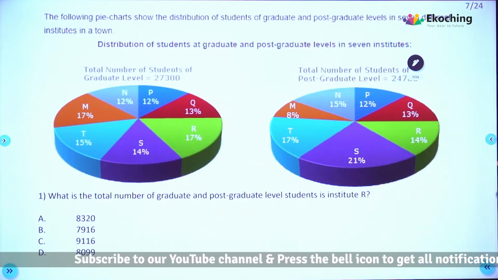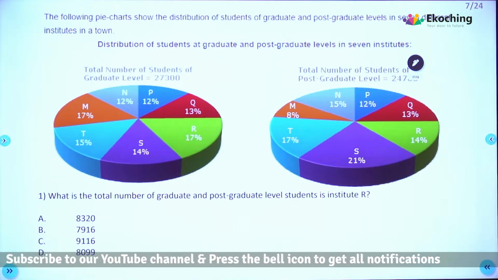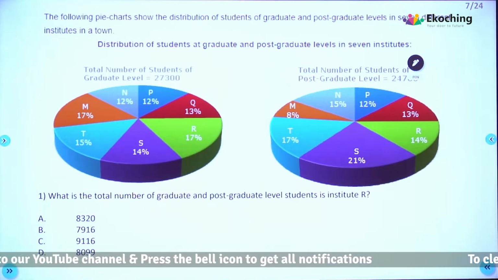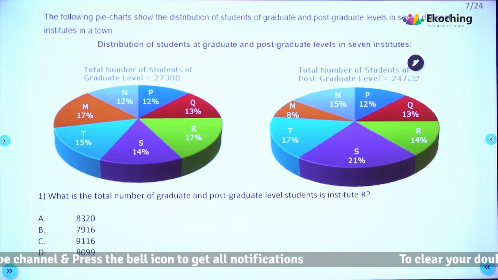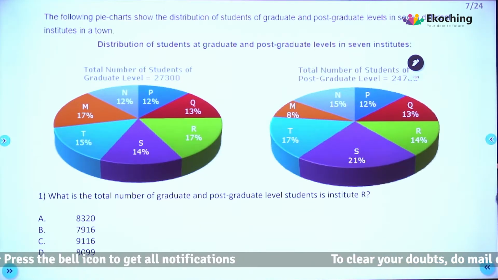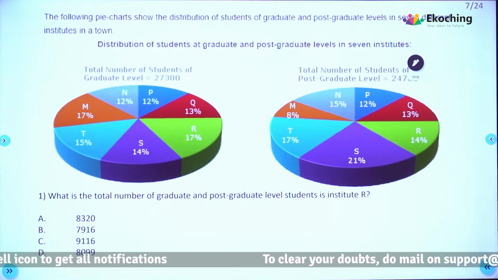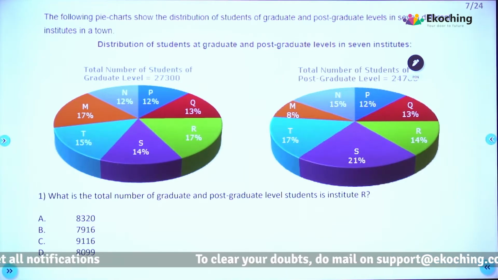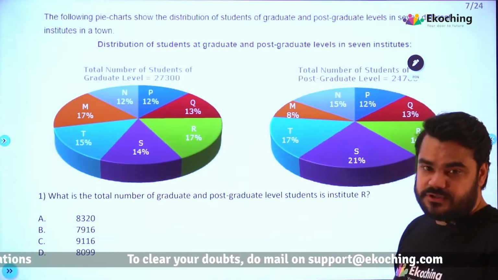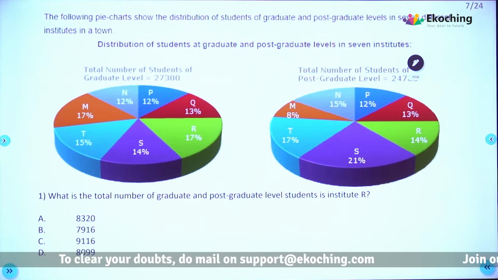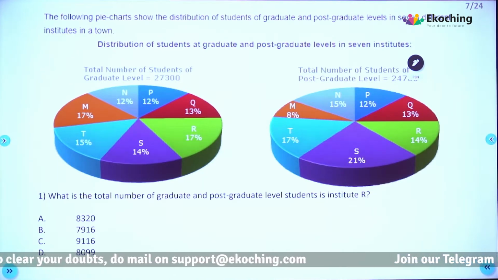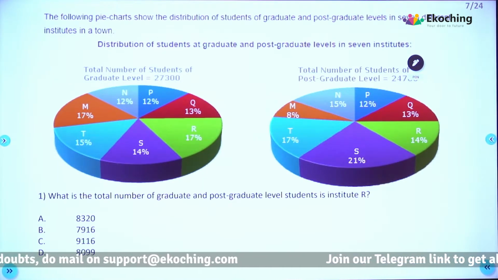Let's move to question set 4, okay? Now, the data has been given. The following pie charts show the distribution of students of graduate and postgraduate levels in 7 different institutes in a town. So this is a distribution, okay? Take about 30 seconds, understand the data, come back to me when you have understood what has been given.